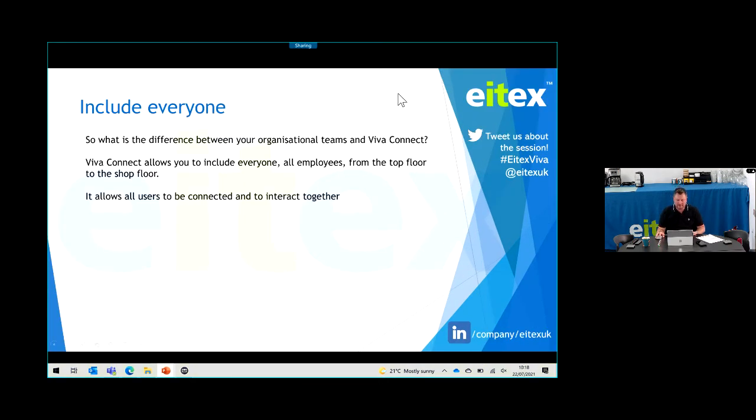So the idea of Viva Connections is to include everyone. One thing that we found whilst in lockdown was sharing information in Teams is very, very good, but that information remains within that specific team, whether that's a marketing team, a sales team, HR, accounts, finance teams. Those teams are sharing information with one another, and it doesn't reach the wider audience.